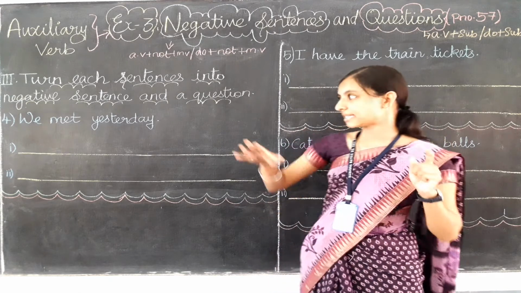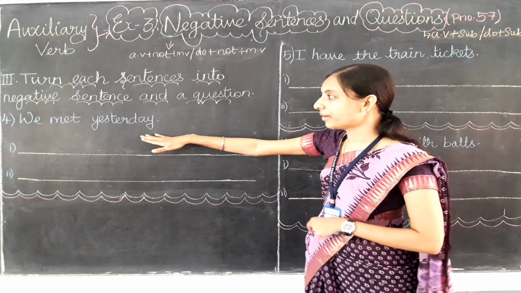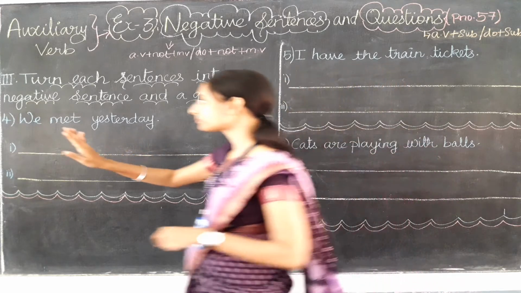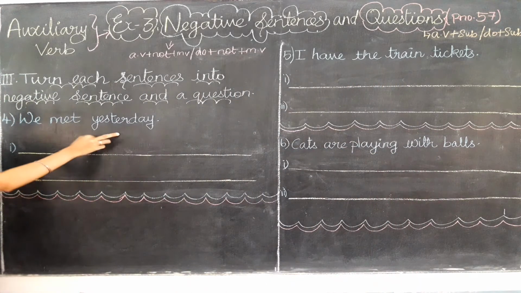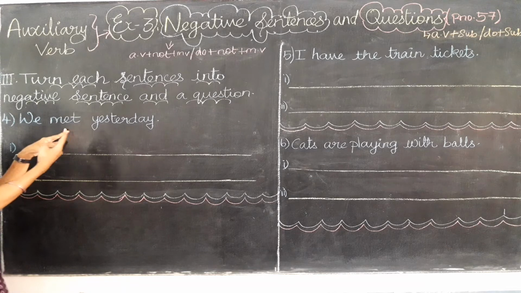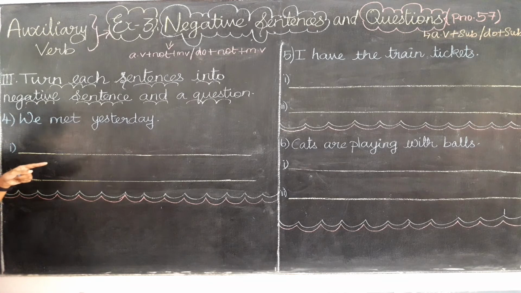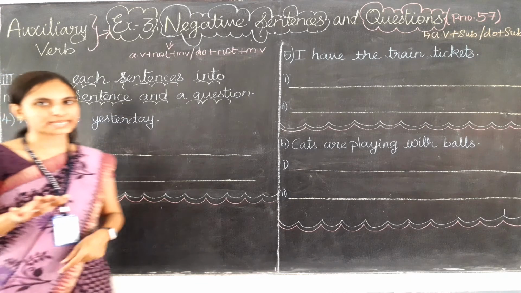Now let's do this 4th question. We met yesterday. Can you find any auxiliary verb here? Here the auxiliary verb always comes before the main verb. The main verb is met, that is meet. Before met, can you find any auxiliary verb? Any be form verb or do form verb or have form verb? No, there is no auxiliary verb.